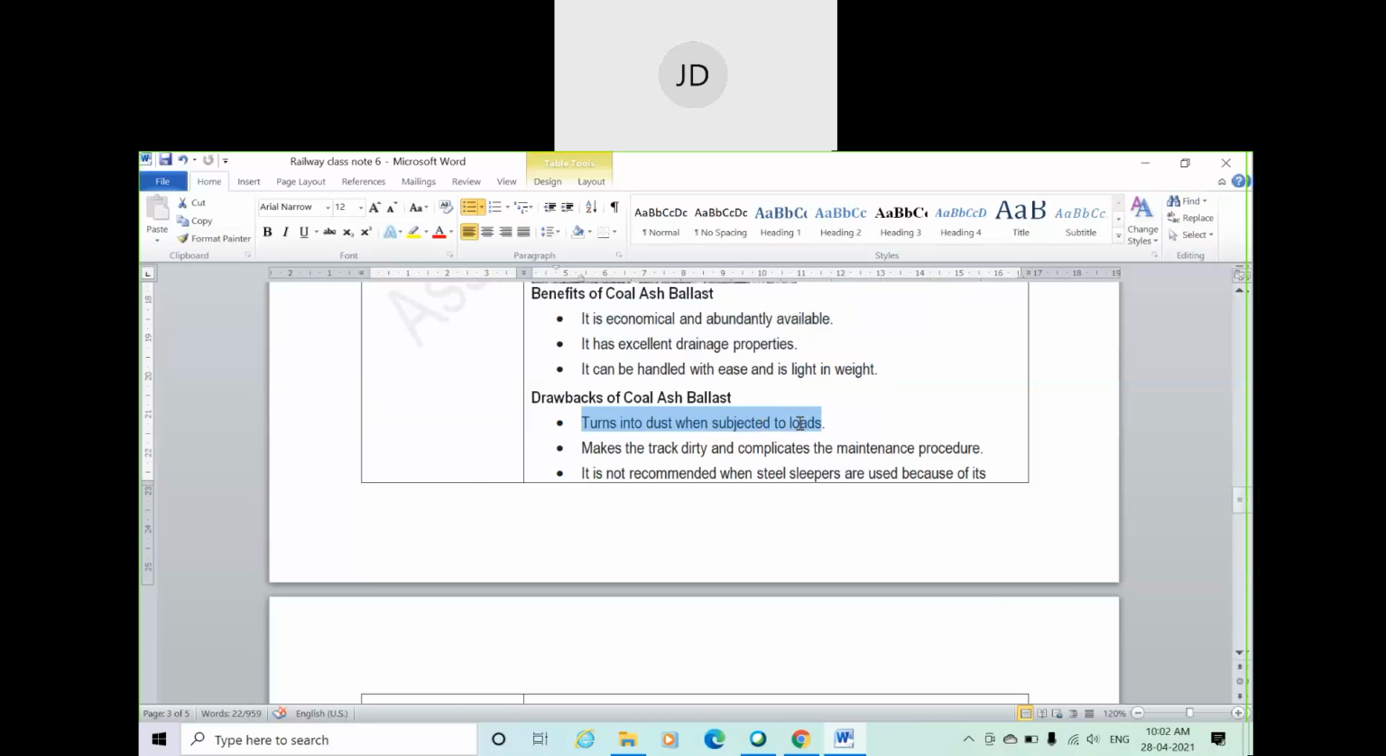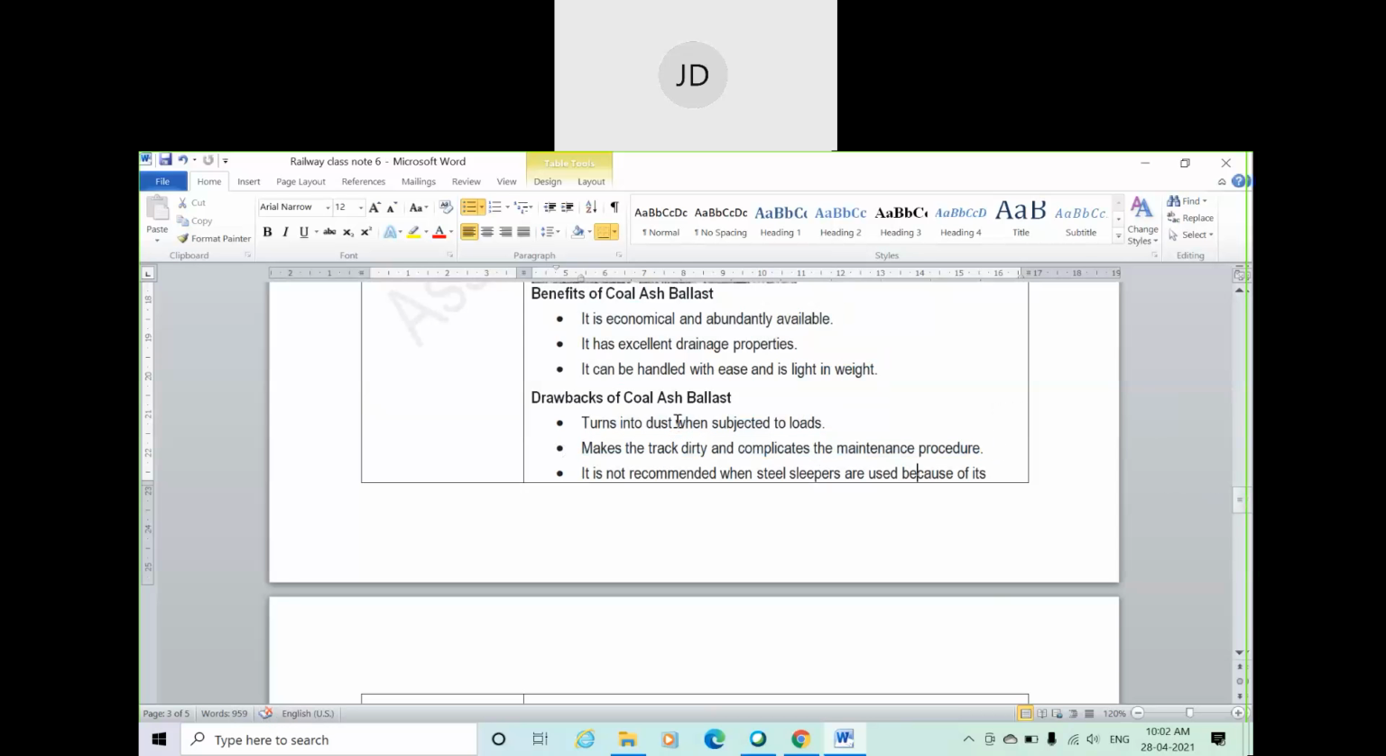It turns into dust when subject to load. That is the main problem. They are not good in strength bearing. They are not good load bearing material or load bearing ballast. It makes tracks dirty and complicates the maintenance procedure.